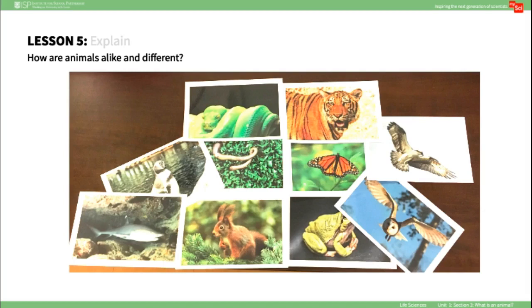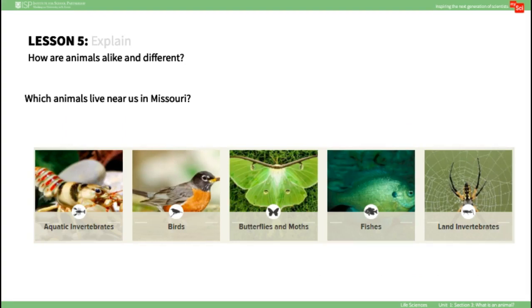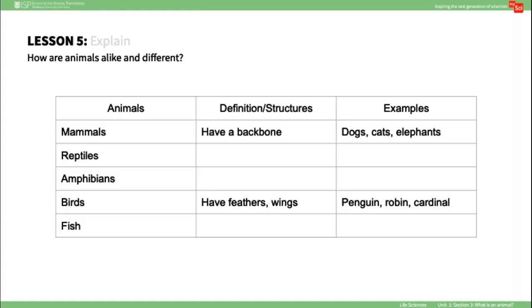Using the cards, ask students to point out animals that live near them in Missouri. For extra support with this activity, use the Missouri Department of Conservation Field Guide website to display example pictures of Missouri animals in each classification group.